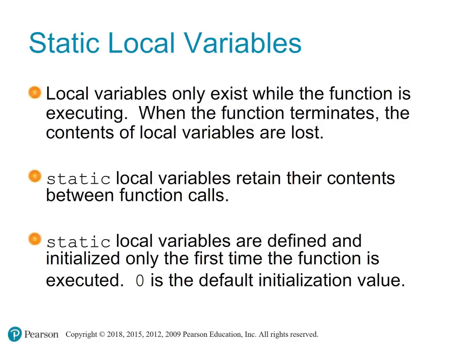Local variables exist only during the function's execution. Contents are lost when the function terminates. Static local variables retain their contents between function calls. They are initialized only the first time the function is executed. Default initialization value is 0. Local variables must be explicitly initialized. Static local variables are automatically initialized to 0 if not explicitly initialized.